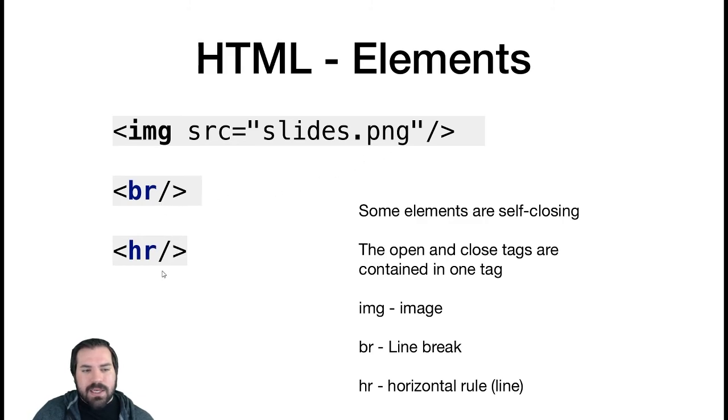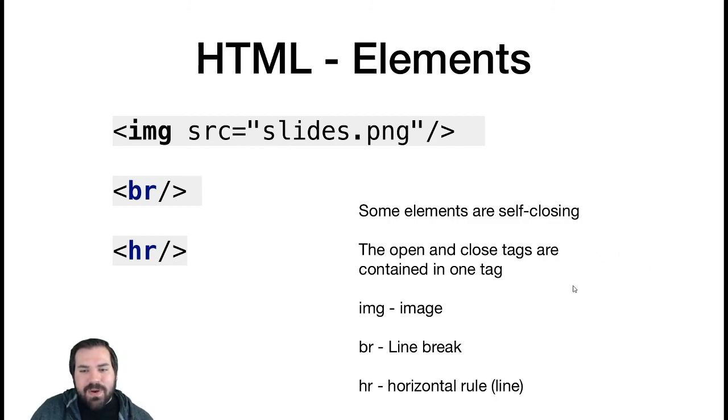New line characters and horizontal rules. Again, self-closing tags. We don't need an open and closed tag for a new line. So we just say line break, slash, self-close the tag, and we're good with that.